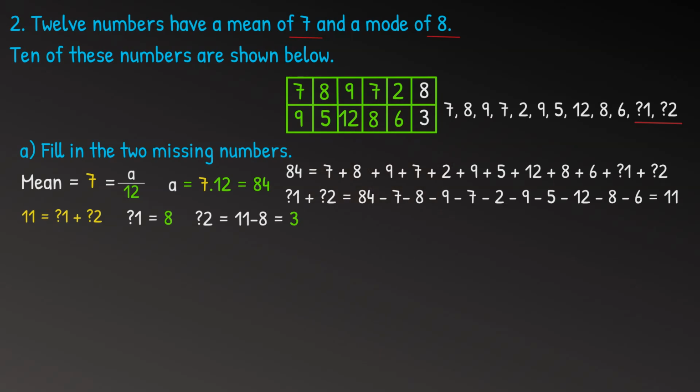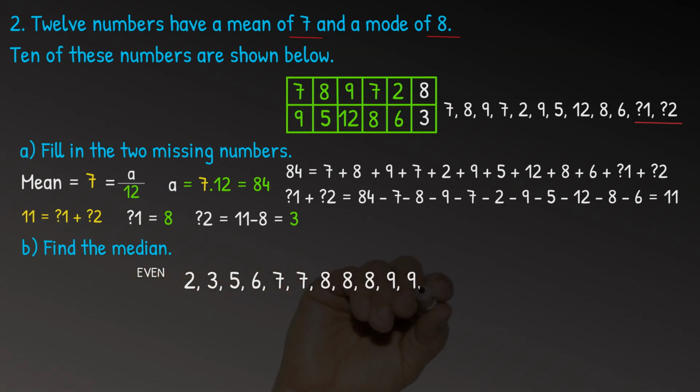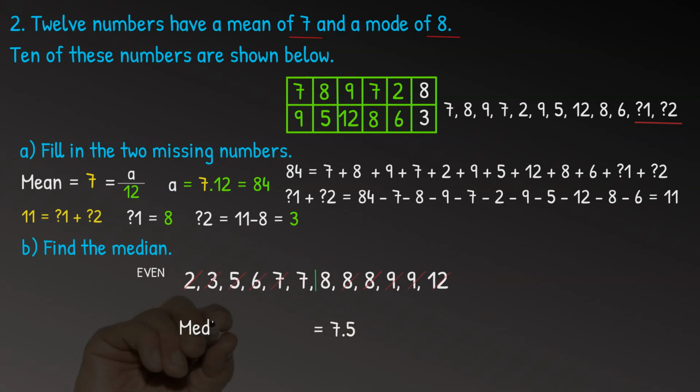And finally, we're asked to find the median of these 12 values. Well, we have an even number of values, so if we cross off the numbers from either end, we find that the median is in between the 7 and the 8, which gives us a median of 7.5. And if you wanted to work it out mathematically, that's 7 plus 8 divided by 2.